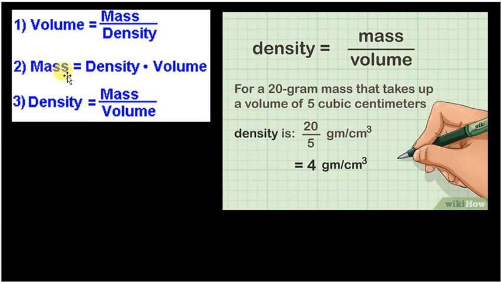Same thing for mass. Let's say I have the density and I have the volume. Then I could use this formula to find the mass. Now let's say I don't know the mass. I'm trying to find the mass, but I also am missing either the density or the volume. Well, in that case, I cannot use this formula. I have to take that object and put it on a scale and measure it that way.